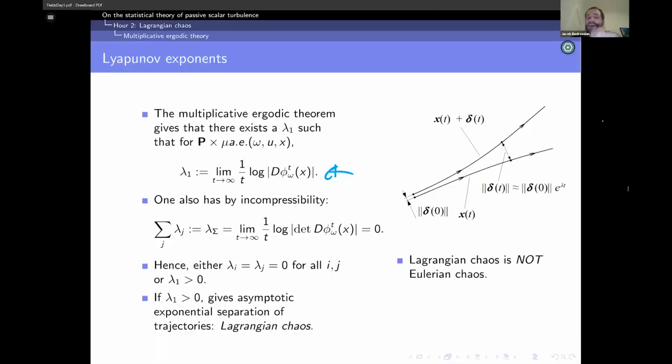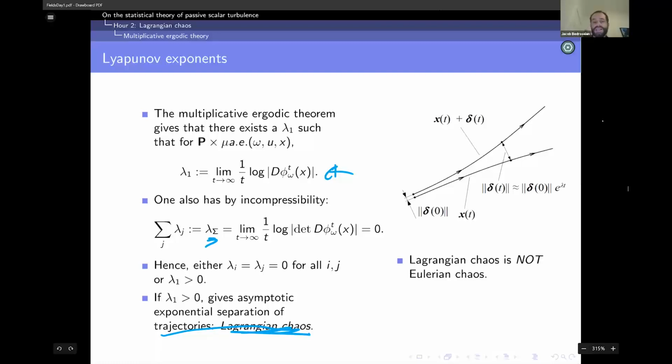One knows that by incompressibility, the sum of the Lyapunov exponents is 0. And that's really important because that means that in order to prove that λ1 is positive, we just need to prove that it's not 0. And that's a big improvement. So it can either be 0 or it can be positive. It can't be negative. And that's good. And we want to prove that it's positive, and that's what's called Lagrangian chaos.